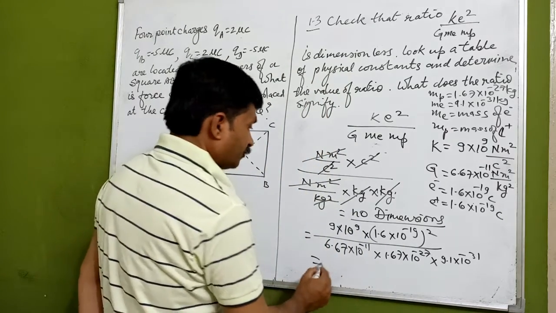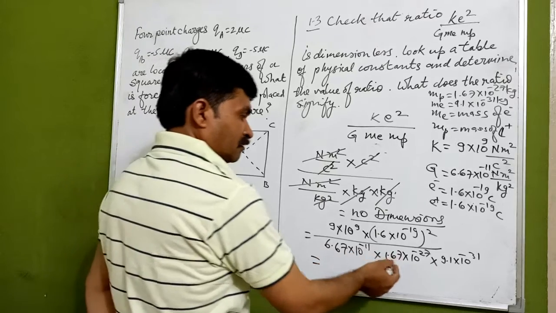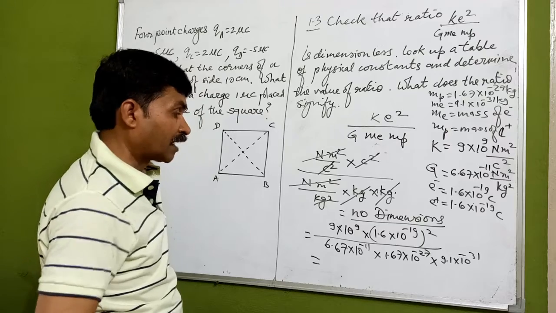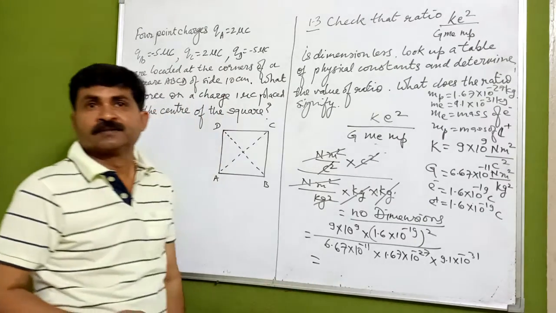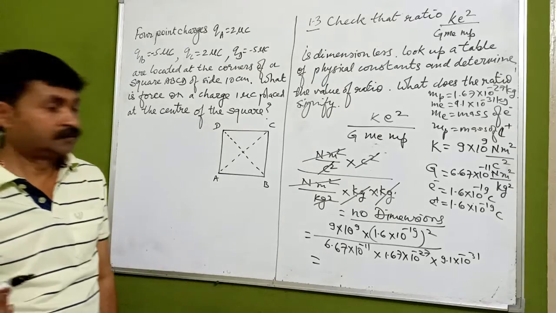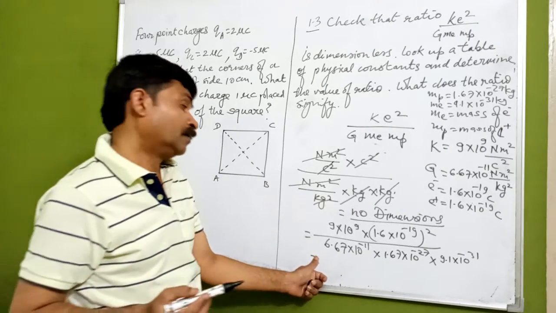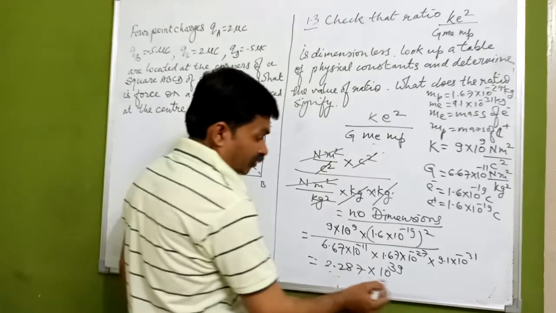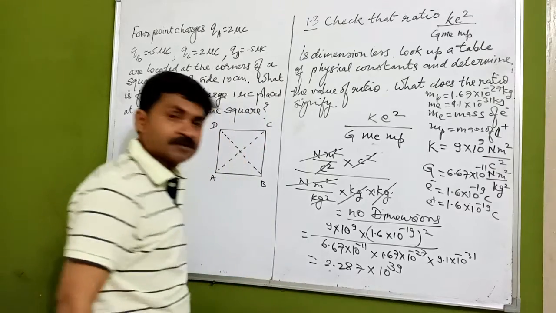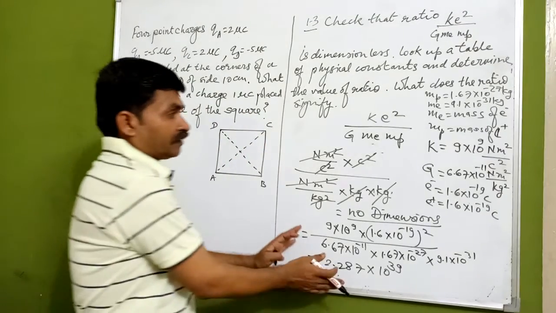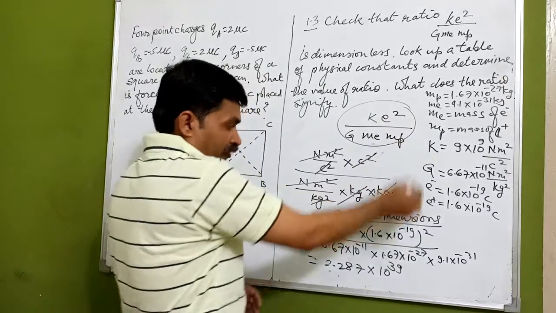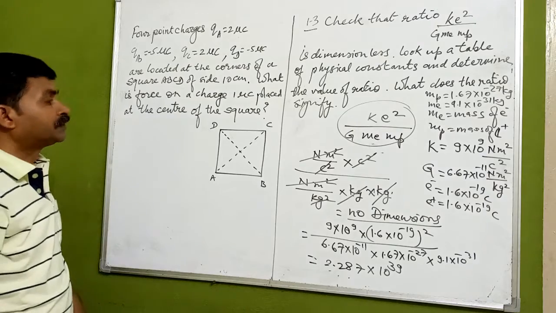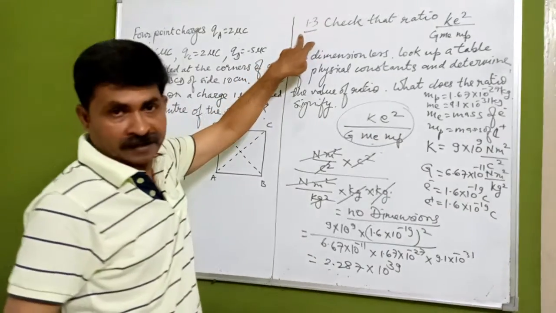Okay. Now if we go with this, we have these whole values, and we have to calculate it. Now what we have got? We have got the value 2.287 into 10 raised to the power 39. So finally we have this ratio, and we come to understand it has no dimensions. This is question 1.3 of NCERT.